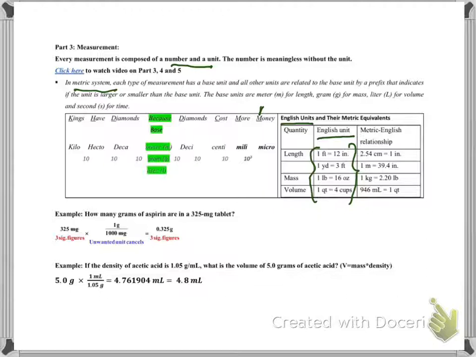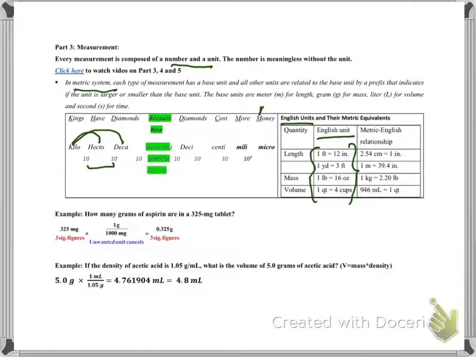King, K's, kilo, hecto, D's, this is deca, and these are the base. Your length can be in meters, mass can be in grams, and volume can be in liters. This D is deci, centi, milli, and micro. What it means is that if you are going from kilo to hecto, you're going to multiply the number by 10. If you're going from kilo to deca, you're going to multiply by 10 to the second.